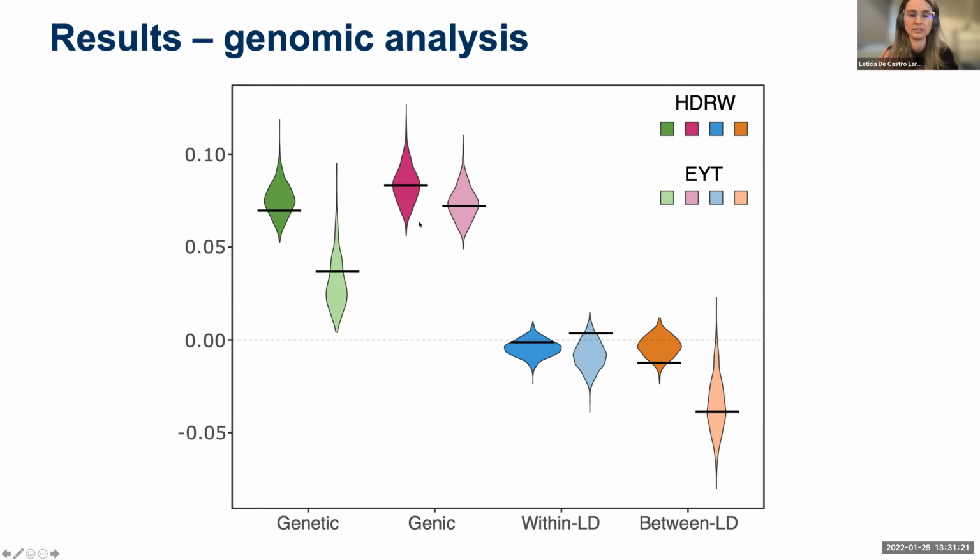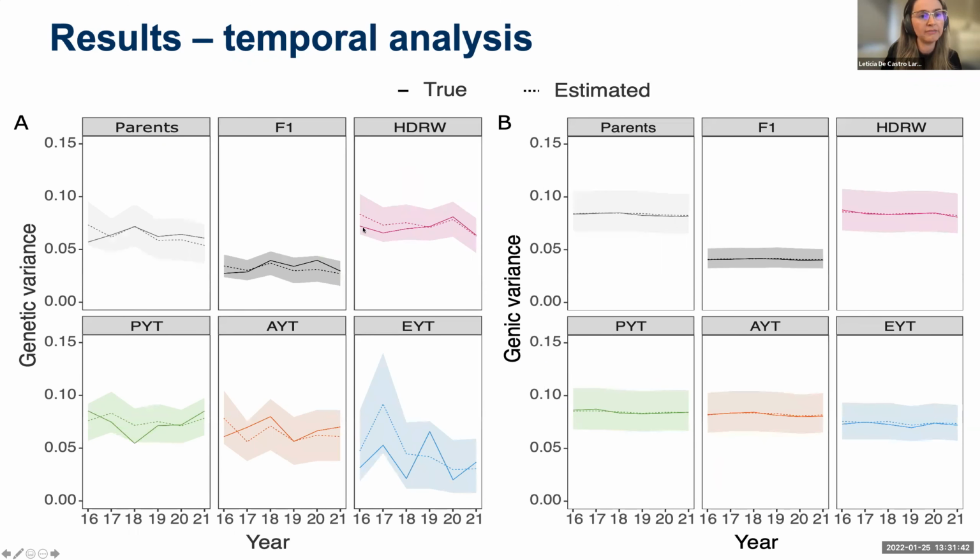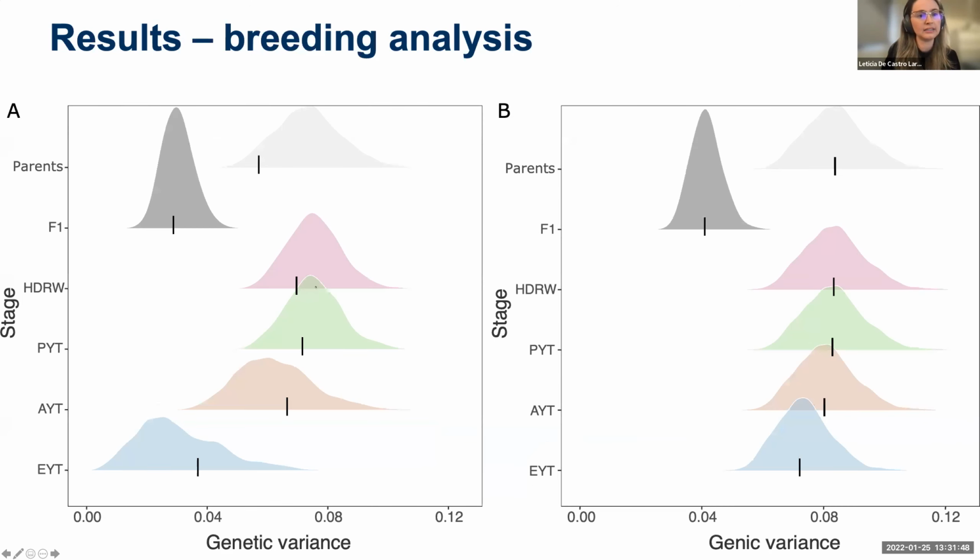So the black lines represent the true value, because in simulation we know the true value and we have the estimated value. So we want to compare if the distribution of our estimated value matches this true value nicely. Here, for example, the true value is the full line, and here the true value is the black line. So basically, this is the true value of genetic and genic variance, and this is the distribution of the estimated genetic variance values. Yeah, thanks for the clarification.